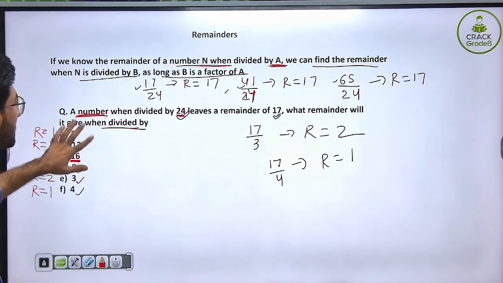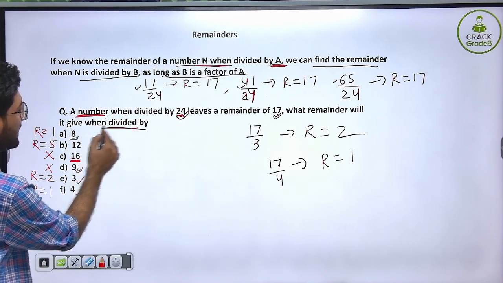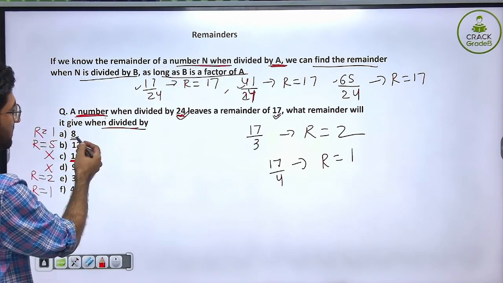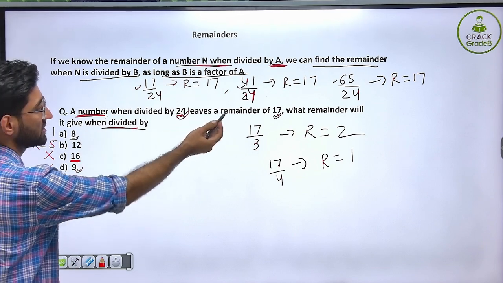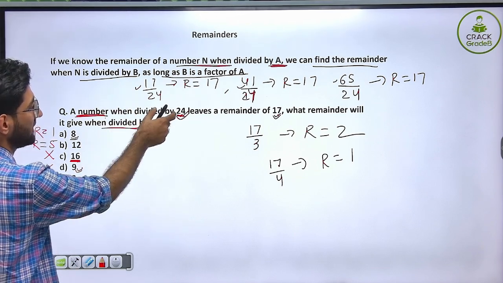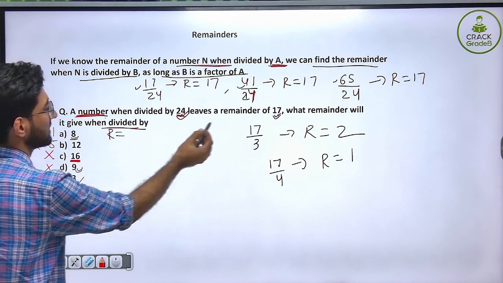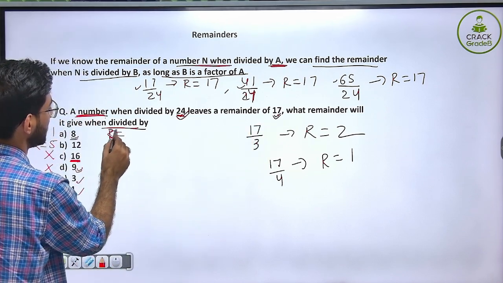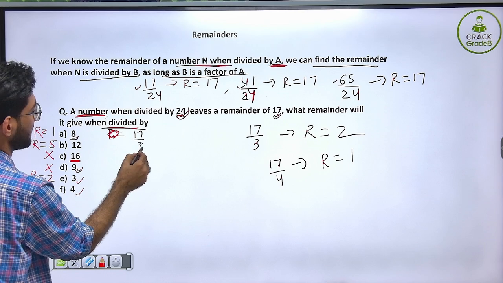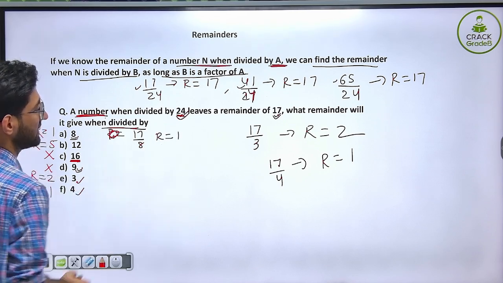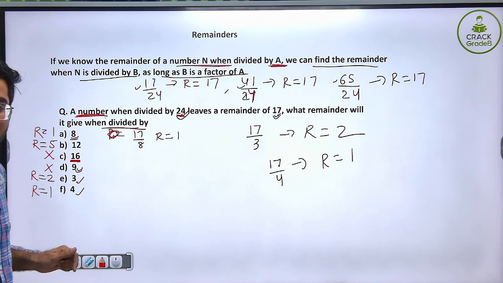When you divide this number by 8, this number 8 is a factor of 24. This number 8 is a factor of 24, means you can answer what the remainder will be when you divide this number by 8. Simply again, how will you answer? You will divide this 17 by this 8, and you will get remainder 1. Yes, we have written remainder is 1.